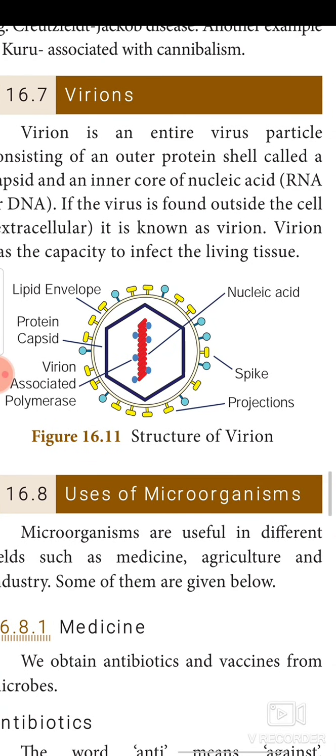Next, virions. A virion is an entire virus particle, consisting of an outer protein shell called the capsid and an inner core of nucleic acid, RNA or DNA. If the virus is found outside the cell, it is known as a virion. Outside the cell, it acts as if dead. When it enters a human body or other living tissues, it acts very vigorously. So we cannot classify a virus as a living or non-living organism. It is different.